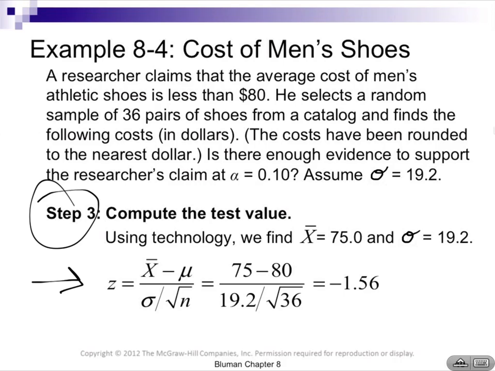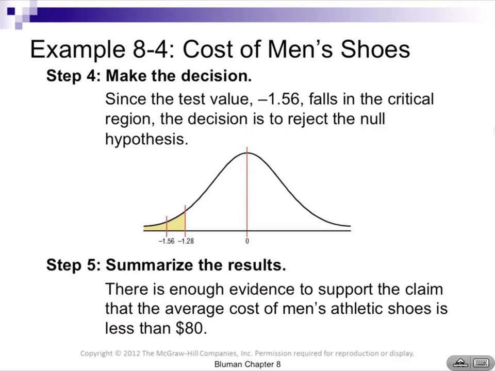So we put that on our chart, and here's a prettier chart than the one I drew, but we see that 1.56 right here falls in the critical region. So there is enough evidence to support the claim that the average cost of men's athletic shoes is less than $80. Okay, so it fell in the critical region, so the claim was supported.